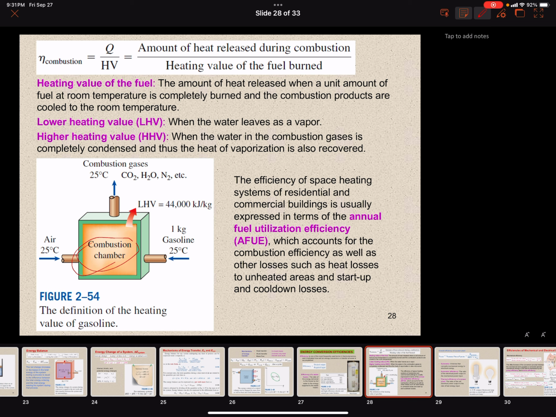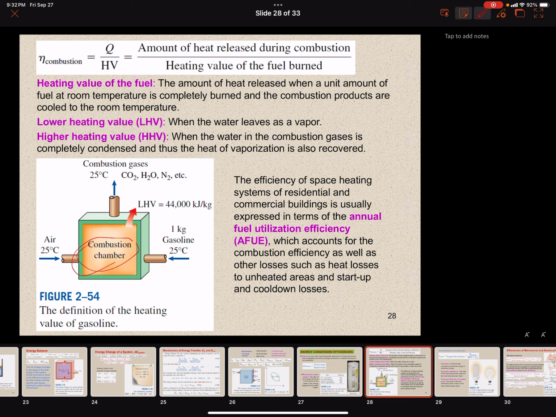We have two terms to understand. The first one is the lower heating value. This is when water in the exhaust gases stays as vapor, so no energy is recovered from its condensation. The second one is the higher heating value. This is when the water vapor is fully condensed and the heat of vaporization is recovered. So the combustion equipment efficiency measures how much of that fuel's heating value is successfully turned into useful heat.